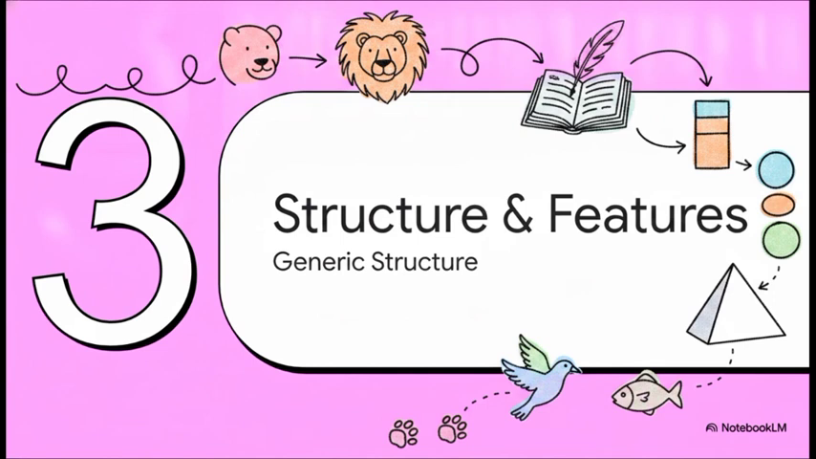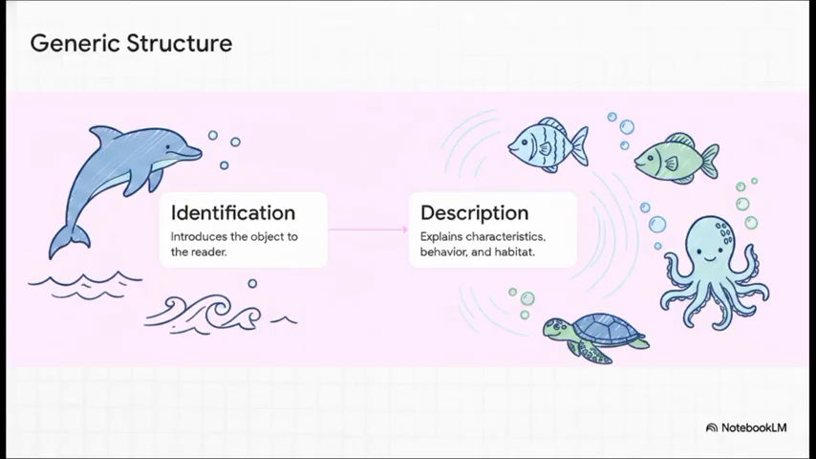Section 3, Structure and Language Features. Let's look at the generic structure and see how you actually build this step by step. The formula for doing this is beautifully simple, honestly. A descriptive text always has two main parts. Step 1 is identification. This is where you simply introduce the object. It's like saying, hey, this is a dolphin. You're just telling the reader exactly what you're talking about right out of the gate.